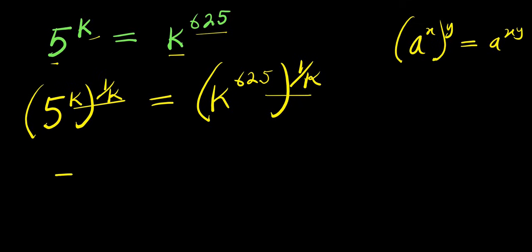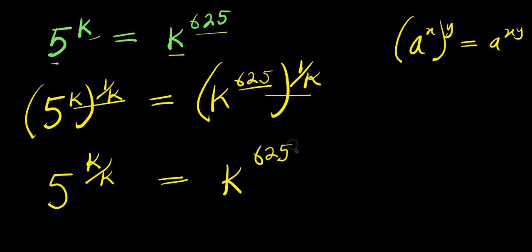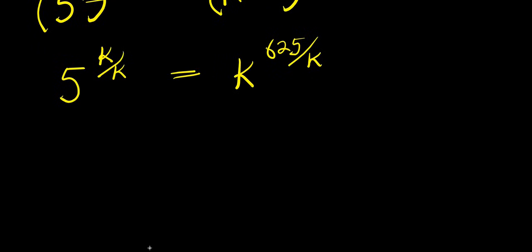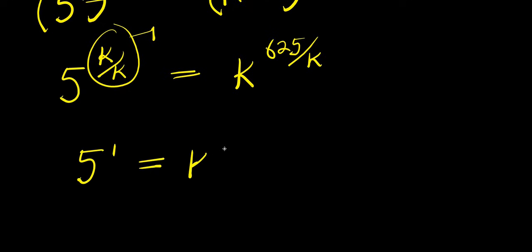So we have 5 to the power of k times 1. That is k, and we have divided by k there. Equals k to the power of 625 times 1. That is 625 divided by k. So from here, k divided by k is 1. So we have 5 to the power of 1 equals k to the power of 625 divided by k.